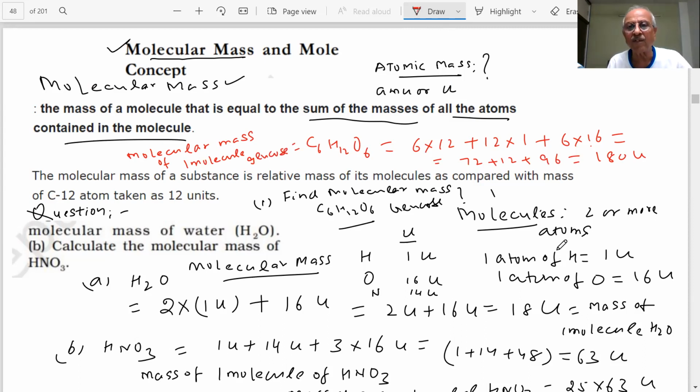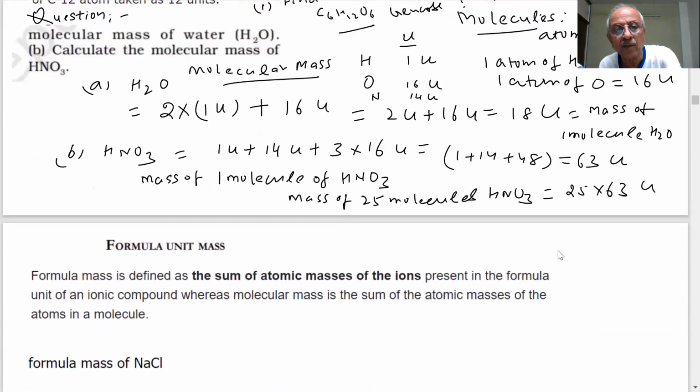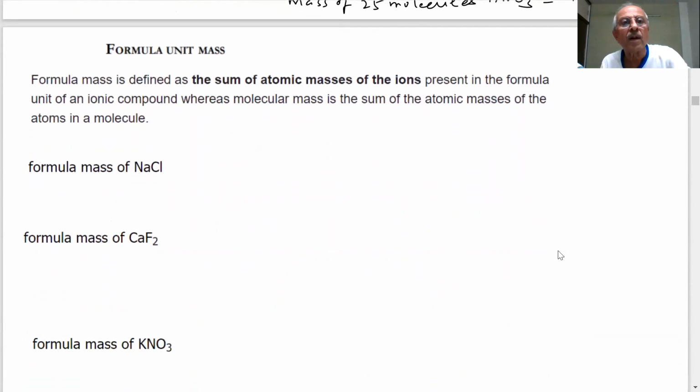Therefore, we will be able to calculate the molecular masses if we know the value of the atomic masses. When I say mass of carbon 12 U, what it means? One atom of carbon. When I write U, it is a very small scale, student. And another concept we are defining, student, formula unit mass. What is the need of formula unit mass?